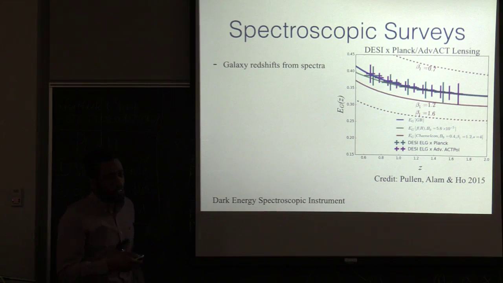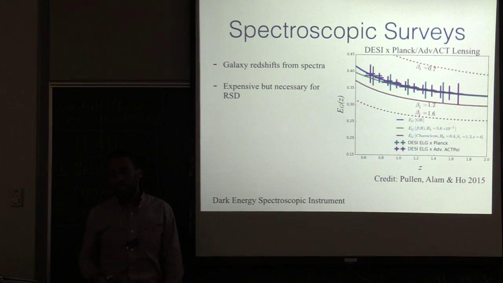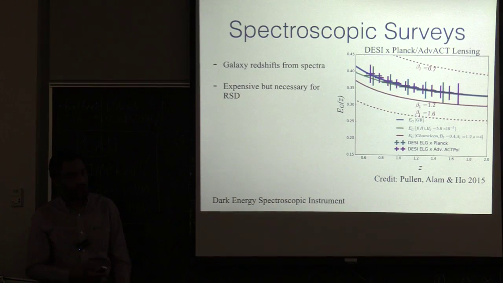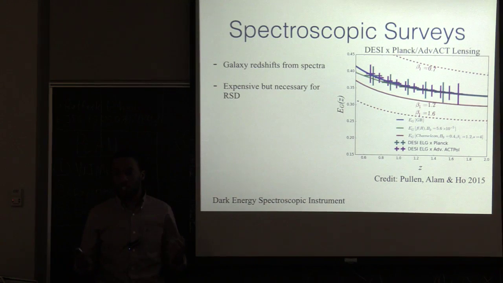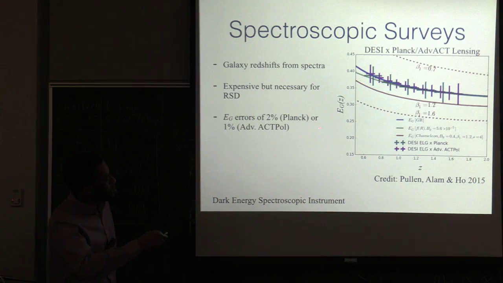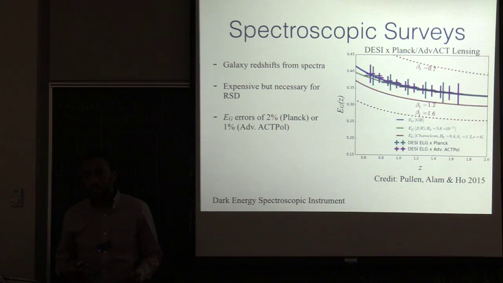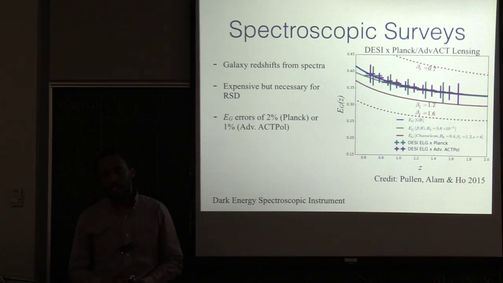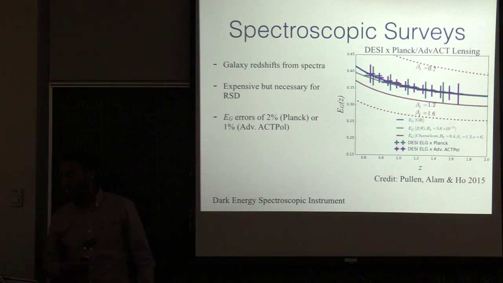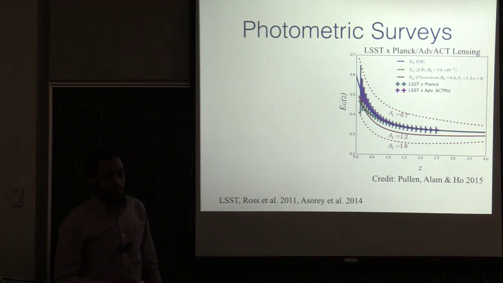So this is for a spectroscopic survey. Spectroscopic surveys use spectra in order to measure redshifts. It's very precise, but it's expensive to perform. Generally, this is what is needed to perform a redshift space distortion measurement, because if you have less accurate redshifts, it tends to wash out the signal, because galaxies will be put in the wrong redshift bin. So this is the expected signal you get, and if you average over redshifts, you'd expect an EG measurement of around 2% using the Planck CMB maps and 1% using Advanced ACT. So this will be powerful enough to constrain chameleon gravity specifically, not enough though for F of R gravity.